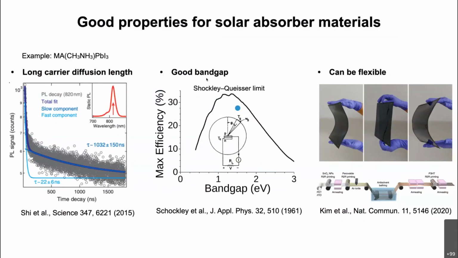Also, this material has a really good bandgap. This one is the theoretical maximum solar cell efficiency as a function of the bandgap. This blue dot corresponds to the halide perovskite material. So the bandgap and efficiency are almost close to the theoretical maximum efficiency. So this is really good. Also, this can be flexible on a big scale, so we could think about flexible solar cells and many applications in some curved shapes. So this is quite nice.